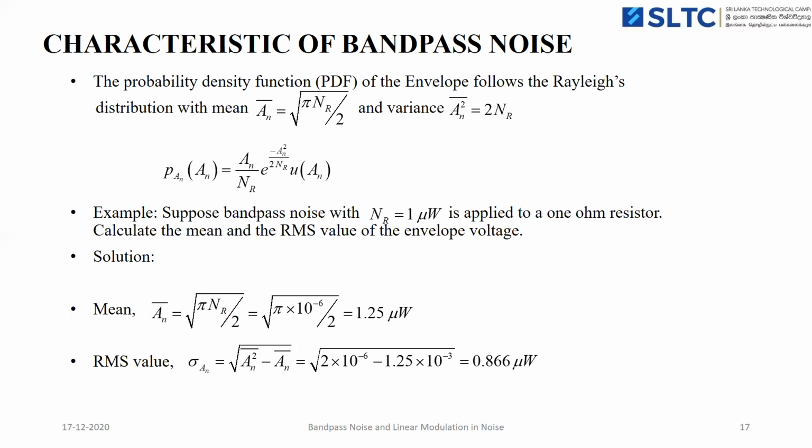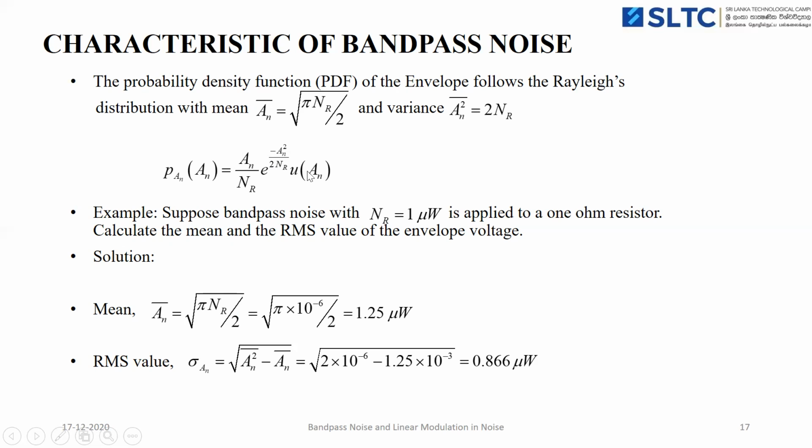Since the bandpass noise is random, we can find the probability density function of the envelope of the bandpass noise, A_n, which follows the Rayleigh distribution, with mean value A_n bar equal to square root of π N_R by 2, and variance A_n squared bar equal to 2 N_R. This expression shows the Rayleigh PDF for the envelope A_n, which is p(A_n) equal to A_n by N_R e power minus A_n squared by 2 N_R, times u(A_n).